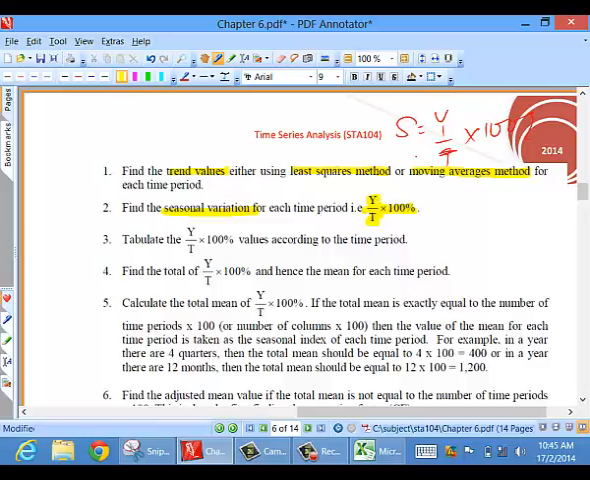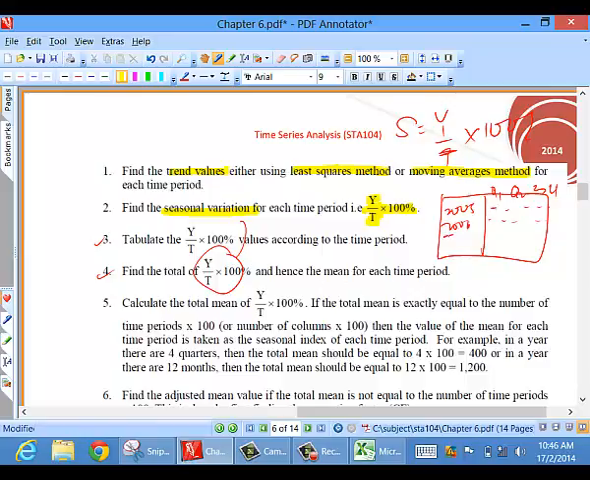Boleh faham? So once you're done calculating the seasonal variation, the next step, step number 3, tabulate the seasonal variation into a new table according to time period. So you need to create a new table. Let's say you have 2005, 2006 and so on. Then you have quarter number 1, quarter number 2, number 3 and number 4. You need to tabulate the seasonal variation into the new table. Right. The next step, find the total of the seasonal variation, and hence find the mean for each time period.